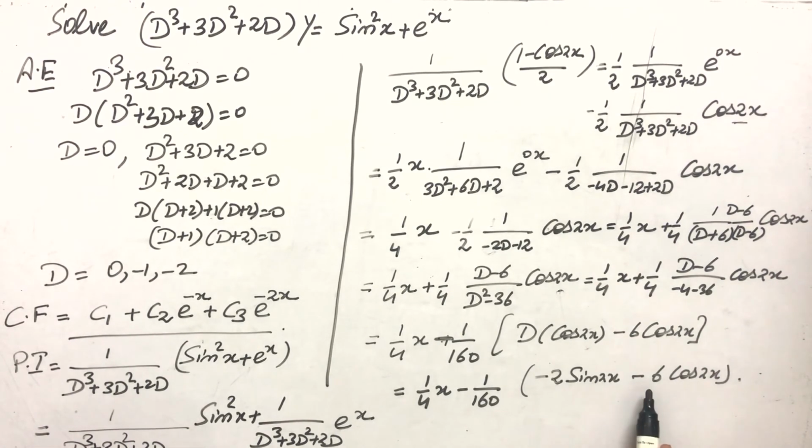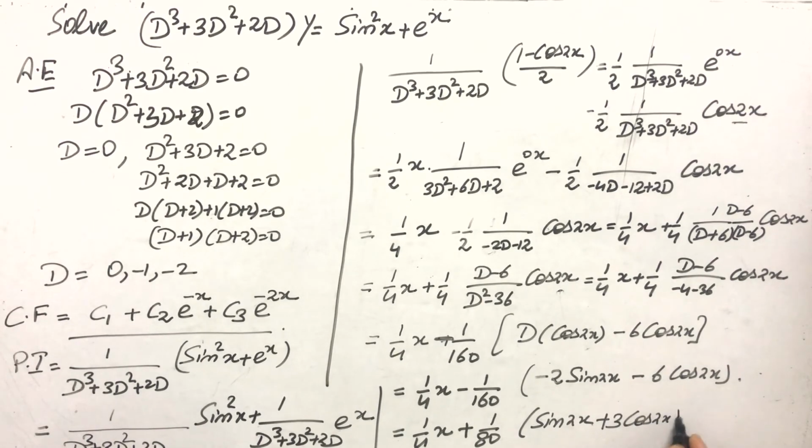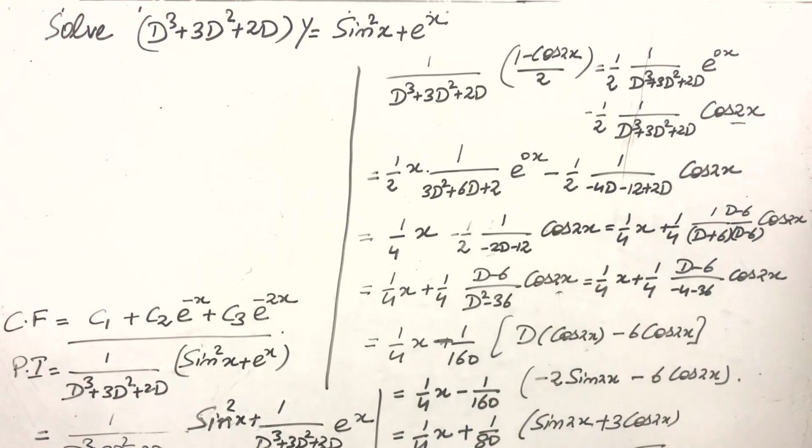And here we can take 2 common, which can again cancel, and also this minus will cancel, plus 1/80 (sin 2x + 3 cos 2x). So in this part we have got the solution for this only.